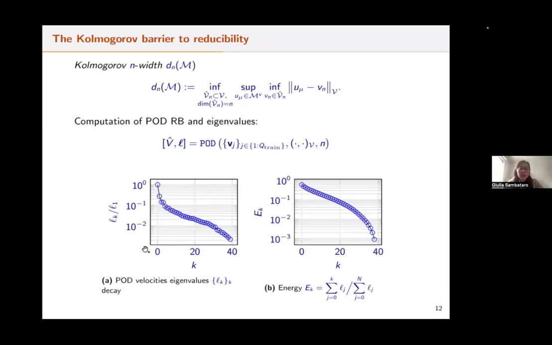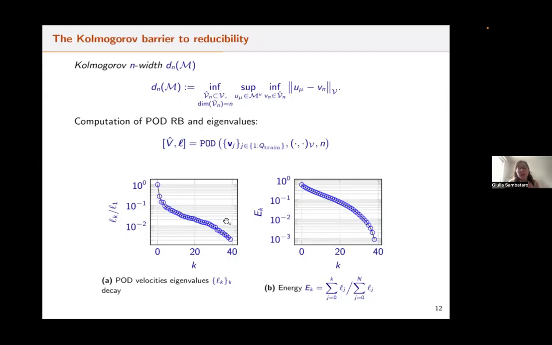You can see here on the left the eigenvalue decay with respect to index k of the training points, and on the right the associated energy that represents the associated error computed by neglecting big N minus k points.